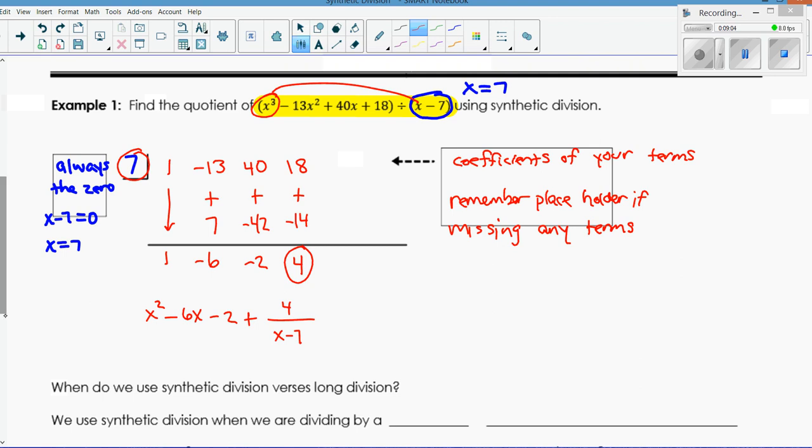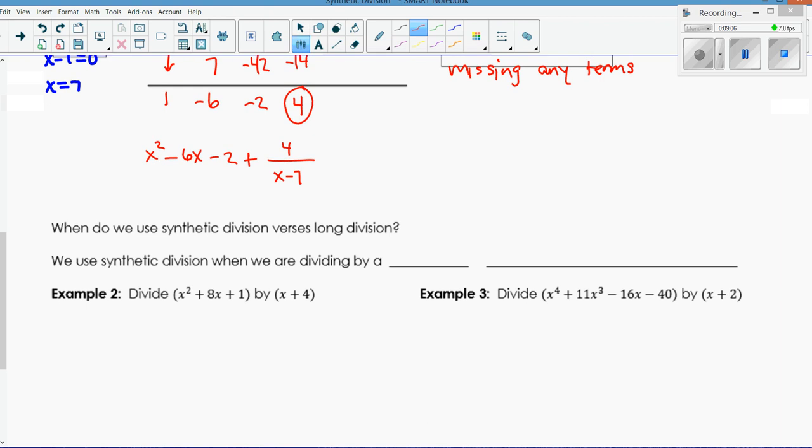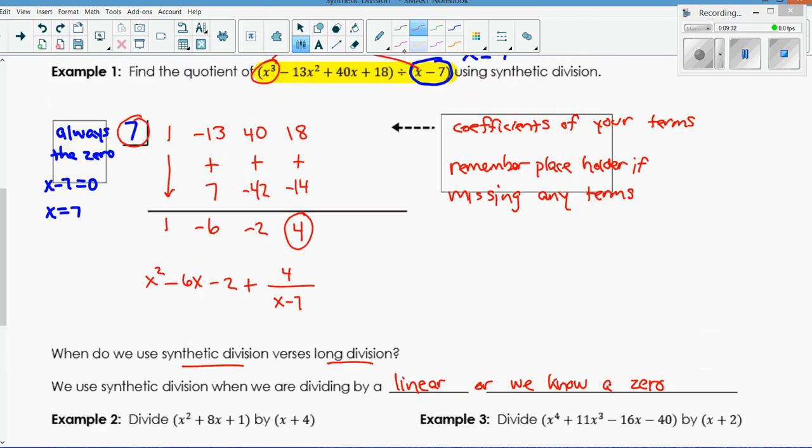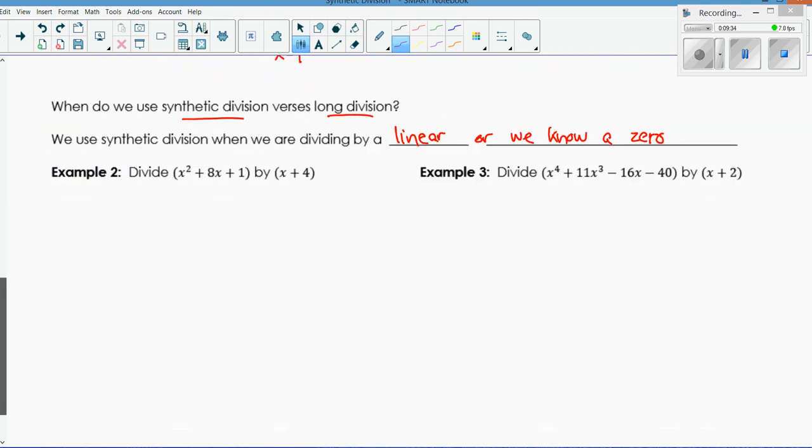Okay? So right now you're probably like, oh my god, I want to do synthetic division all the time, but the question is when? When do we use synthetic division versus long division? Well, we use synthetic division when we were dividing by a linear, like we just did, that was x minus 7, or we know a 0. Because synthetic division, you have to know a 0. That's what goes in that box right there. Okay? So let's try it again.